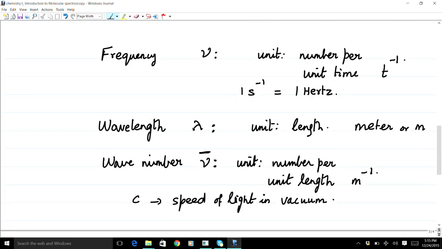Wavelength is denoted by the symbol lambda, and being a length, it has the unit of length, usually in terms of meters or subunits of meters like millimeter or micrometer or nanometer and so on. But the wavelength is the length of one oscillation. The wave number is the number of such waves in a unit length. So let us see that.